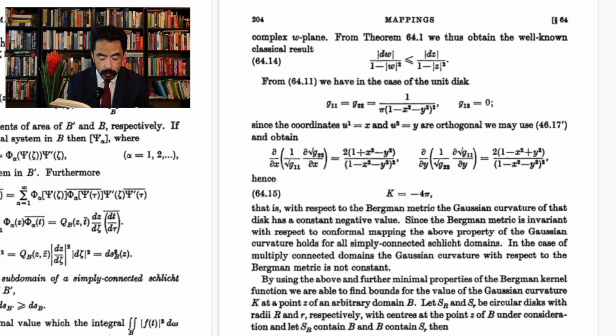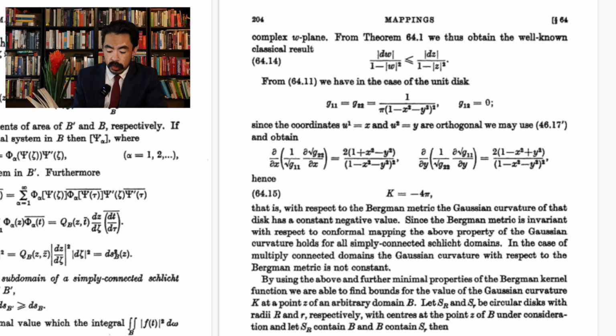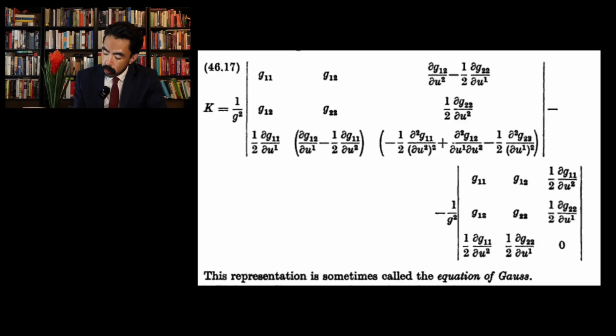From the Bergman metric, we have in the case of the unit disk, g sub 1,1 equals g sub 2,2, which is equal to 1 over pi times the quantity 1 minus x squared minus y squared, closed quantity, squared. And g sub 1,2 is equal to 0. Since the coordinates u1 equals x and u2 equals y are orthogonal, we may use the expanded out relation previously given in section 46 for the equation of Gauss.